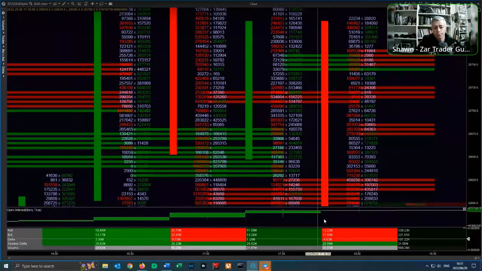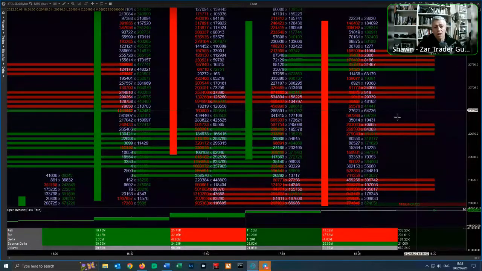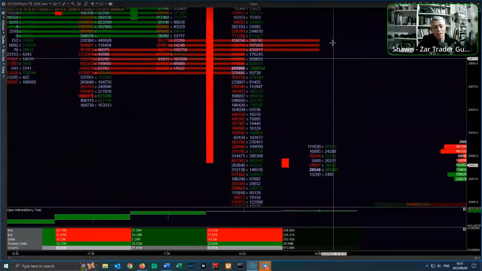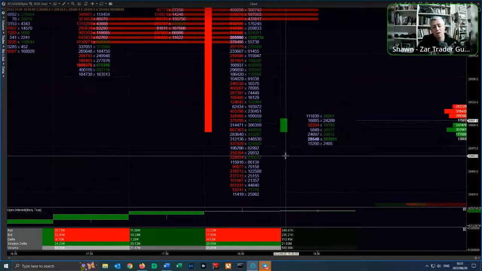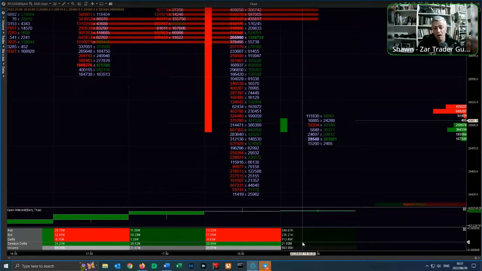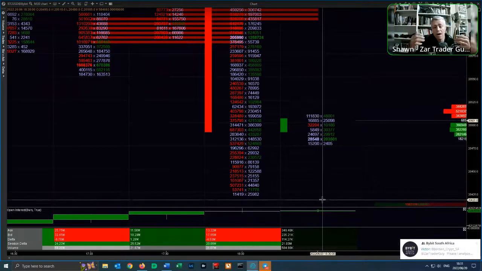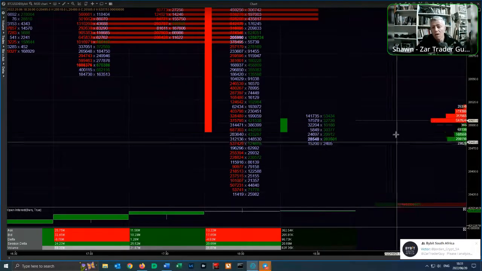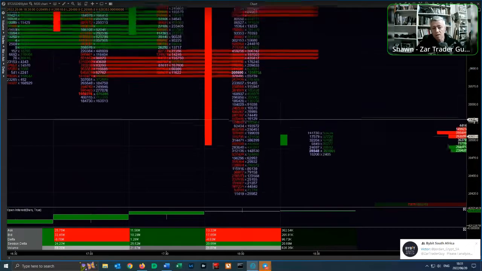And so if we then reach a point of support, and the delta starts turning around and the open interest starts turning around, the volume starts going up, then there's an indicator that there could be a reversal and the long could be on. But I would only look at doing that at support.